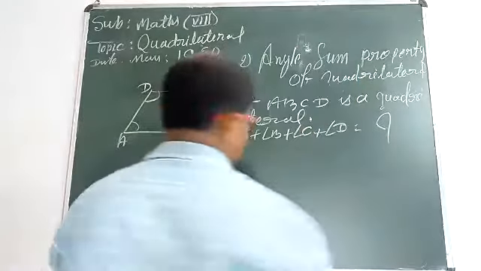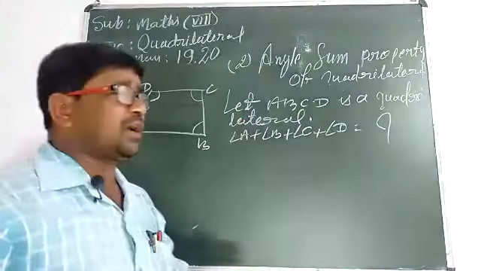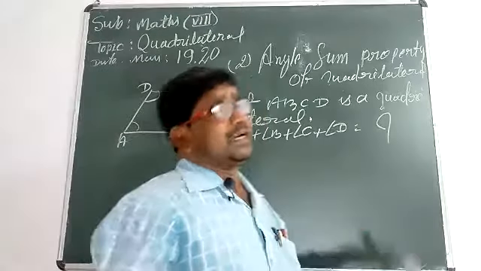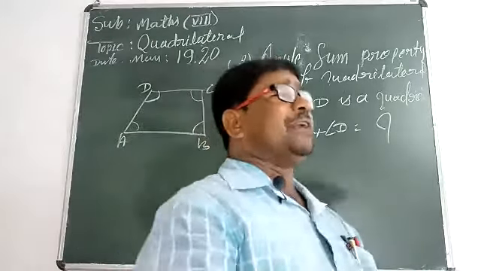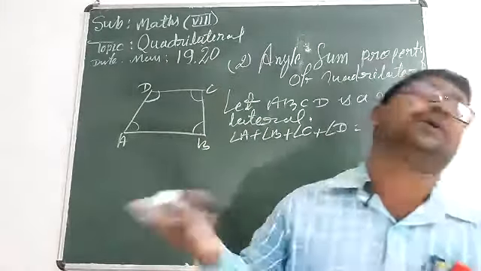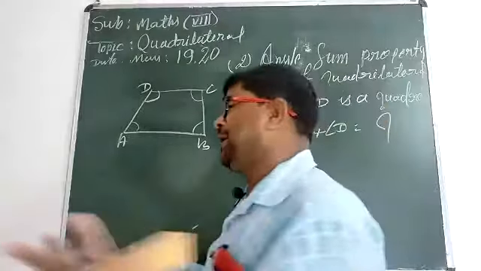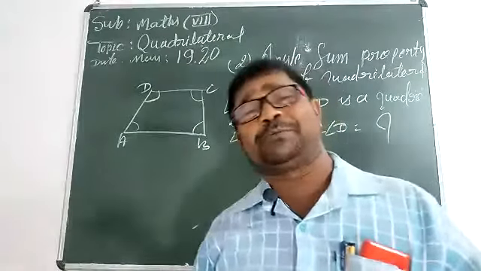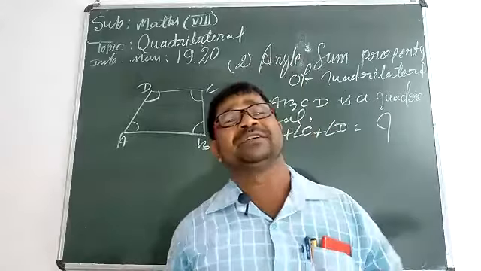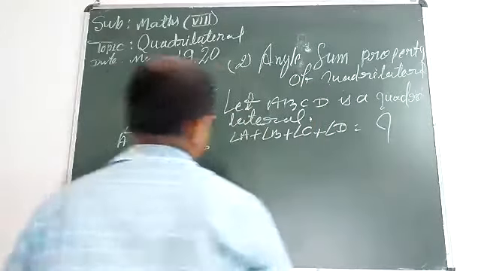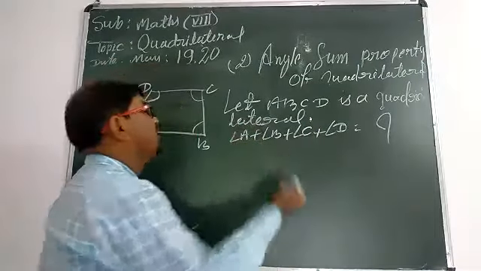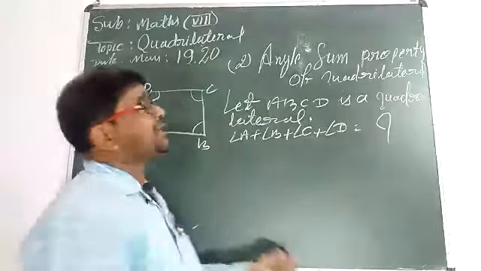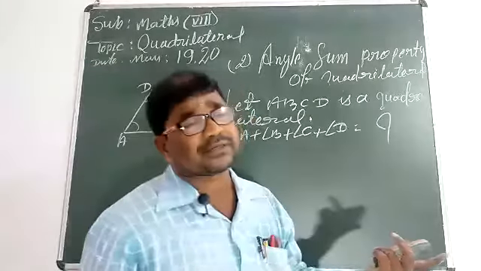Understood, student? Because we don't know what is the sum of all four interior angles in a quadrilateral. We don't know. Okay, we are very simple, student. What will be the sum of all four interior angles in a quadrilateral? So angle A plus angle B plus angle C plus angle D equal to what?